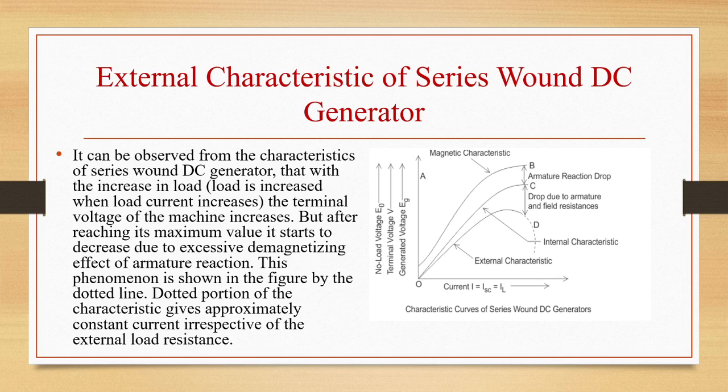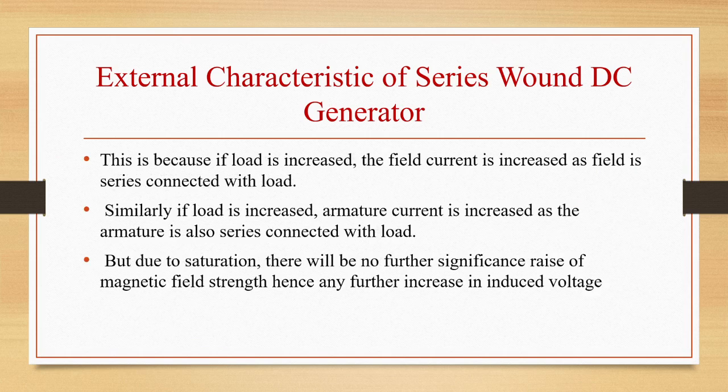So after reaching some saturation point D, because of the excessive demagnetizing effect of armature reaction, after reaching the maximum value, the current will decrease. And this is shown by a dotted line. This is because if the load is increased, the field current is increased, as the field is series connected with the load. Similarly, if the load is increased, the armature current will be increased, as the armature is also series connected with the load. Because both the field winding and armature winding are series connected, load increases, current increases.